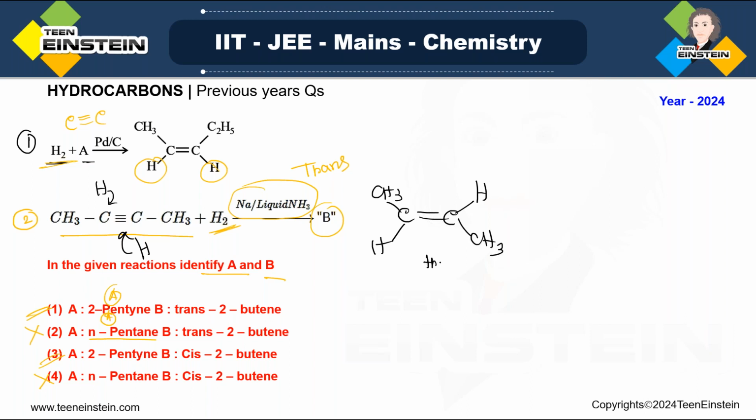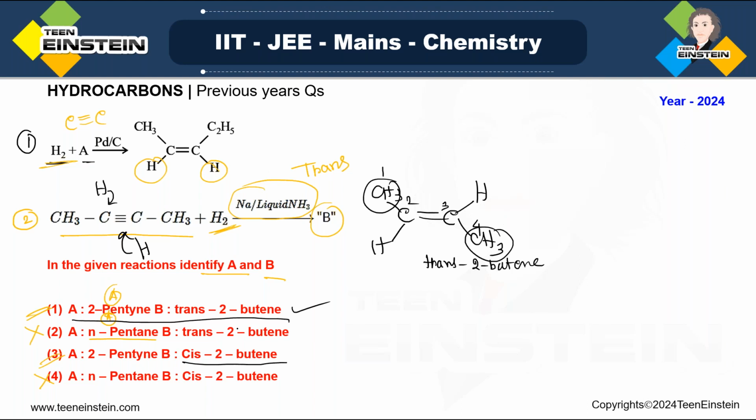So this is trans 2-butene. Put the numbers 1, 2, 3, 4. At the 2 position there is a double bond, and these two groups are trans, so it is 2-butene. So we have already cancelled 2 and 4. We are stuck between option 1 and option 3. So C is not correct. This one should be the correct option.